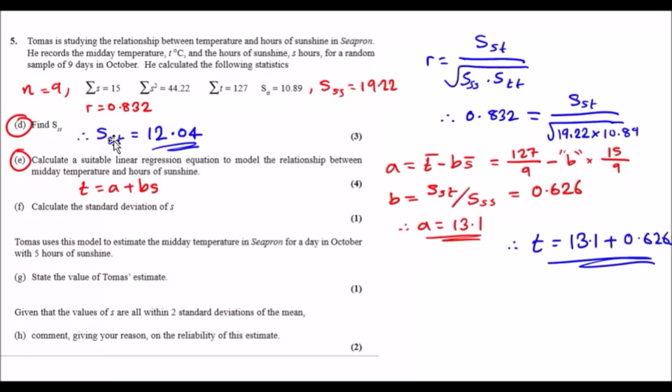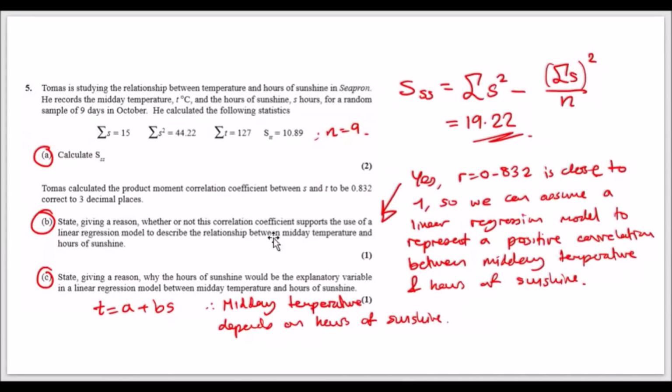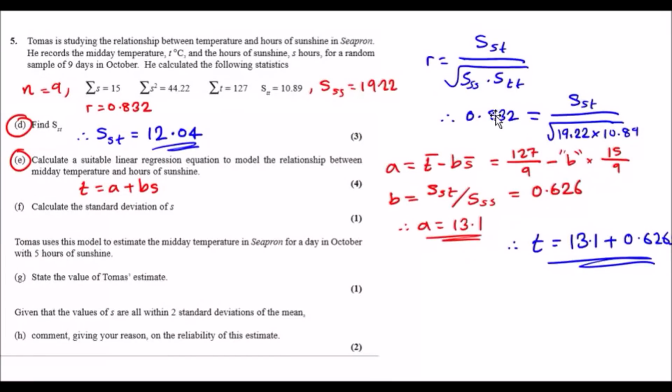So what I did here to calculate this, I just used the relationship between the correlation value R and the general formula between S and T, so SST over the general formula. Then I substituted all the values I knew. We have SSS, we plug it there. We have STT from the previous question, which I did not put down, but it's here. And we have the correlation from part B, 0.832. So we plug it over there. Then you just make SST the subject and you should get 12.04. Okay.